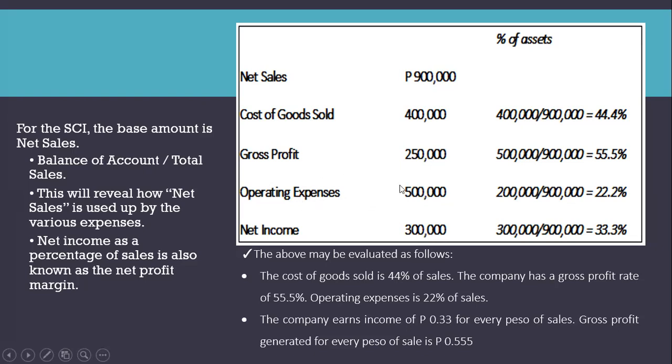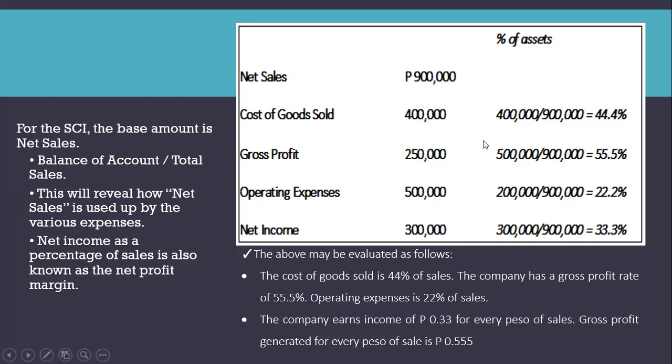Ang ating pong operating expenses is 200 po, sorry. So, 200,000 po yan. Divide 900,000. Nagkarambol-rambol na. Same dito sa gross profit, sorry. So, nakakaligtaan ko din. So, gross profit, 500,000. Try natin ha. Divide sa 900,000.